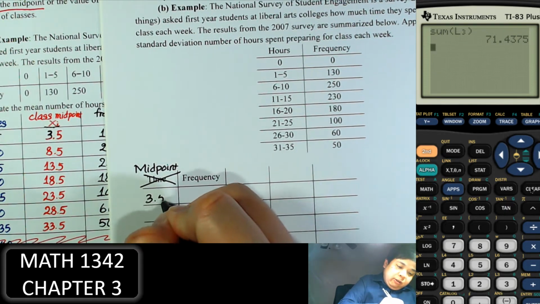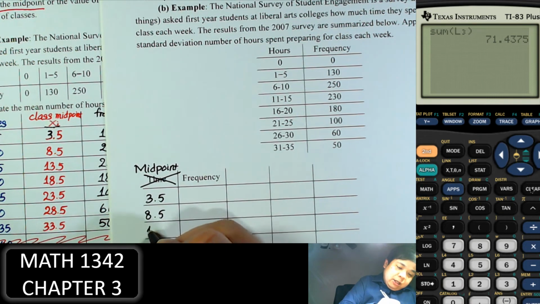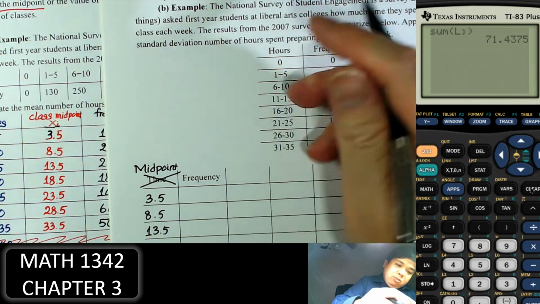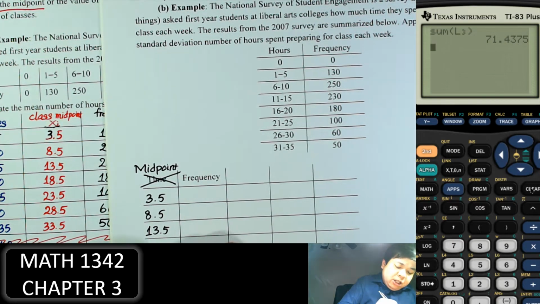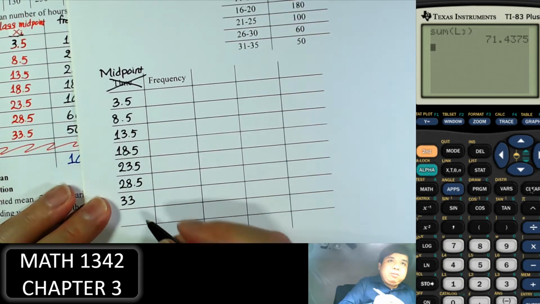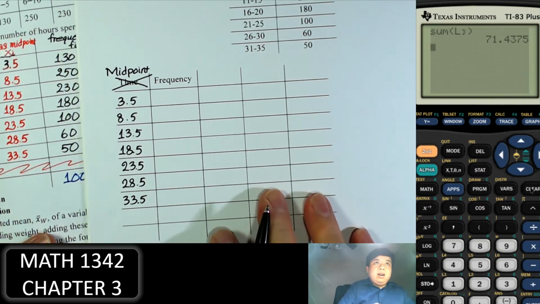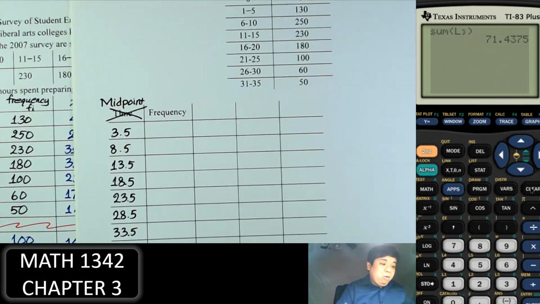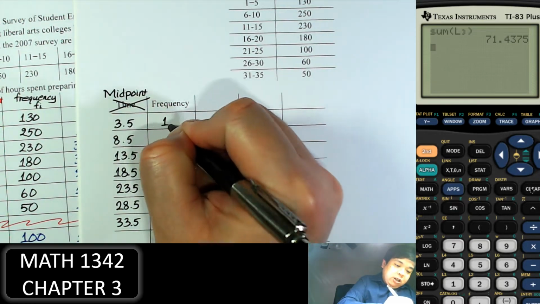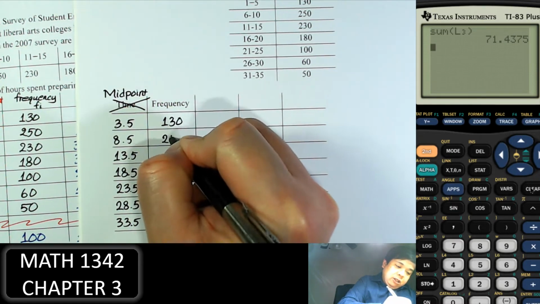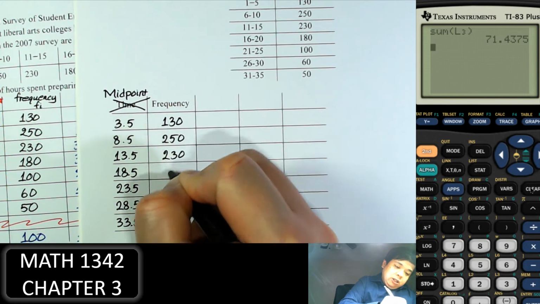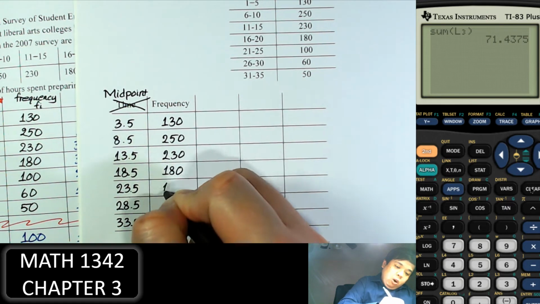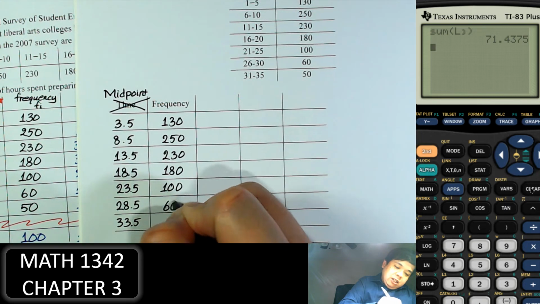3.5, 8.5, 13.5, just the midpoint of those. 18.5, 23.5, 28.5, and 33.5. Sorry, I just copied from page 46. The frequency: 130, 250, 230, 180, 100, 60, and 50.